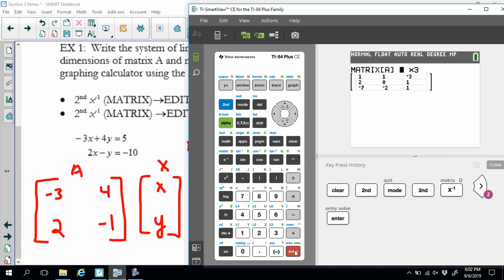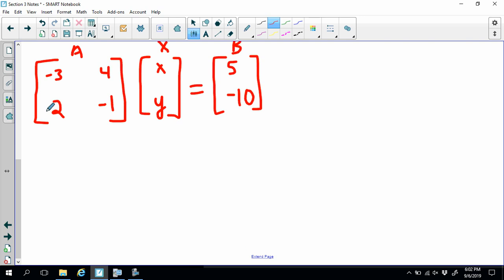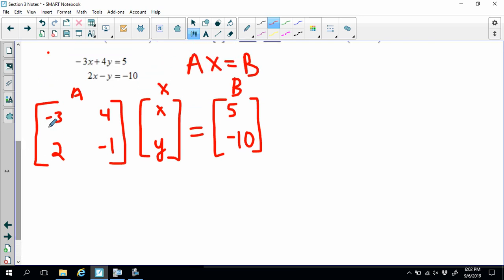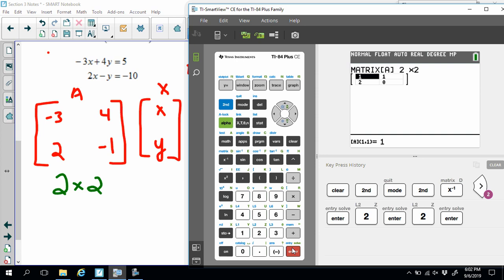Now what we need to do is decide what is the dimension of our A matrix. Well, let's go back to this problem here. Remember, to figure out the dimensions, we do the number of rows by the number of columns. Notice that we have 2 rows and we have 2 columns. So we have a 2 by 2. So what I'm going to do is press the number 2, then enter, and then press the number 2 again and enter. So basically it changes your box or your window.